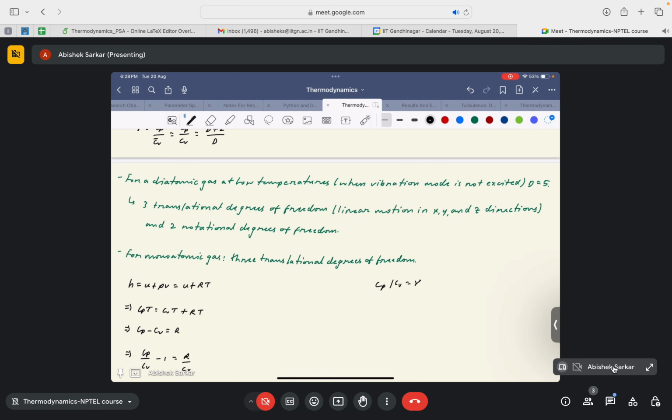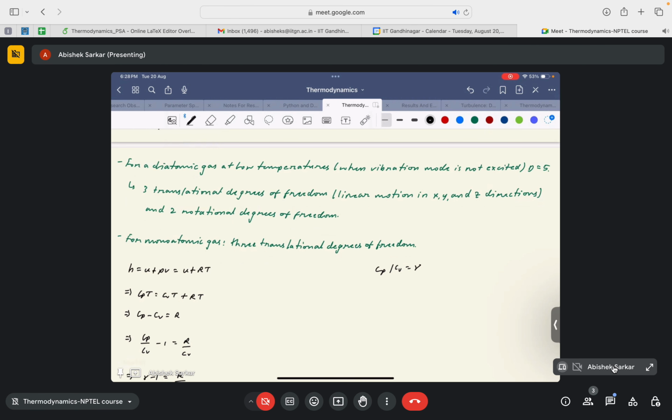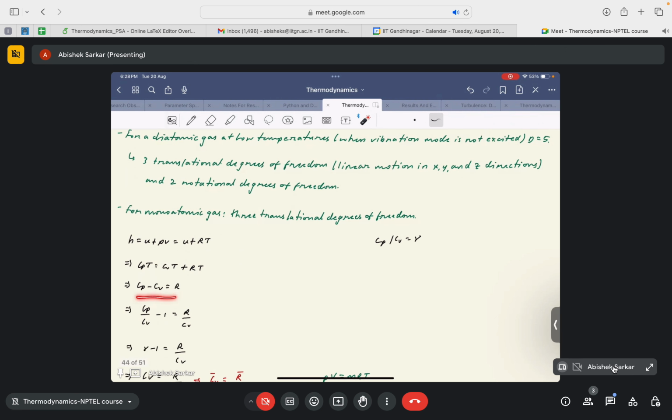Now we know that small h is equal to small u plus p into v, where v is again the specific volume and u is the specific internal energy. Now again we can write pv is equal to RT from the ideal gas law. If we substitute, then we can write h is equal to Cp into T and u is equal to Cv into T, and we keep RT, then we get that Cp minus Cv equal to R. This is another relation between Cp and Cv.